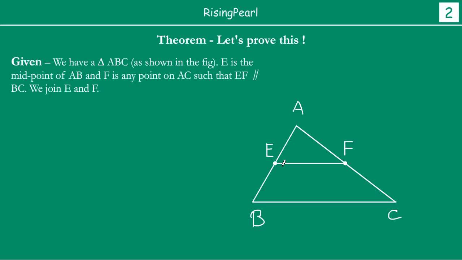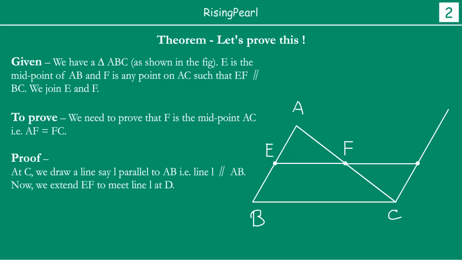F is any point on AC such that EF is parallel to BC, right? And then we join EF. So this is what we have so far, friends. Now what we need to prove? We need to prove that F is the midpoint of AC, that is AF is equal to FC. This is what we have to go ahead and prove, right?